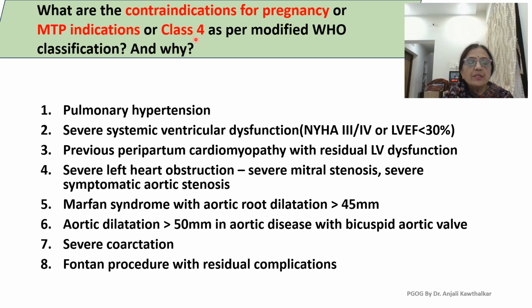So first we will see what is class 4. First is pulmonary hypertension. Second is severe systemic ventricular dysfunction. Systemic is whatever ventricle is throwing blood into the general circulation, and unless there is a rare congenital malformation, it will always be the left ventricle.